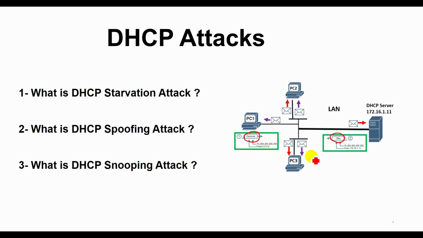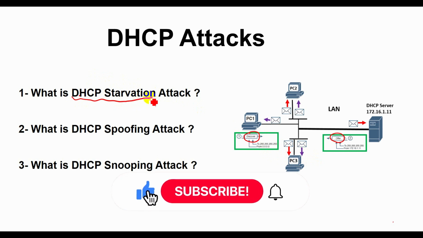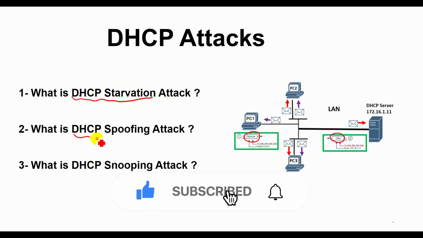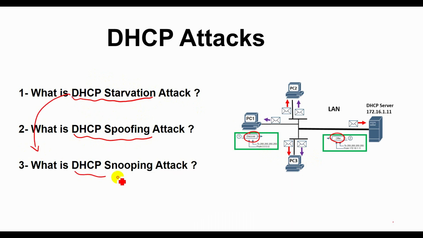We discussed the DHCP concept and configuration in detail, and I put the link to the DHCP video in the description. Okay? There are two types of DHCP attacks: DHCP Starvation and DHCP Spoofing. Both attacks are mitigated by implementing DHCP snooping.